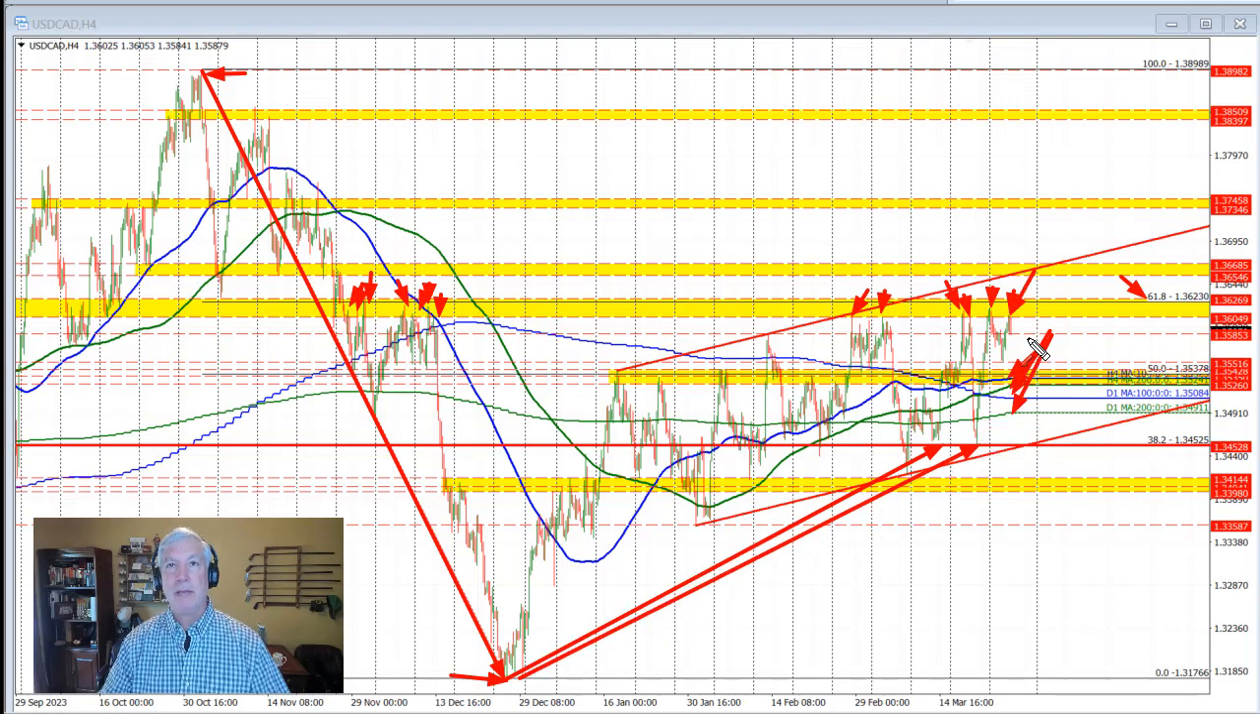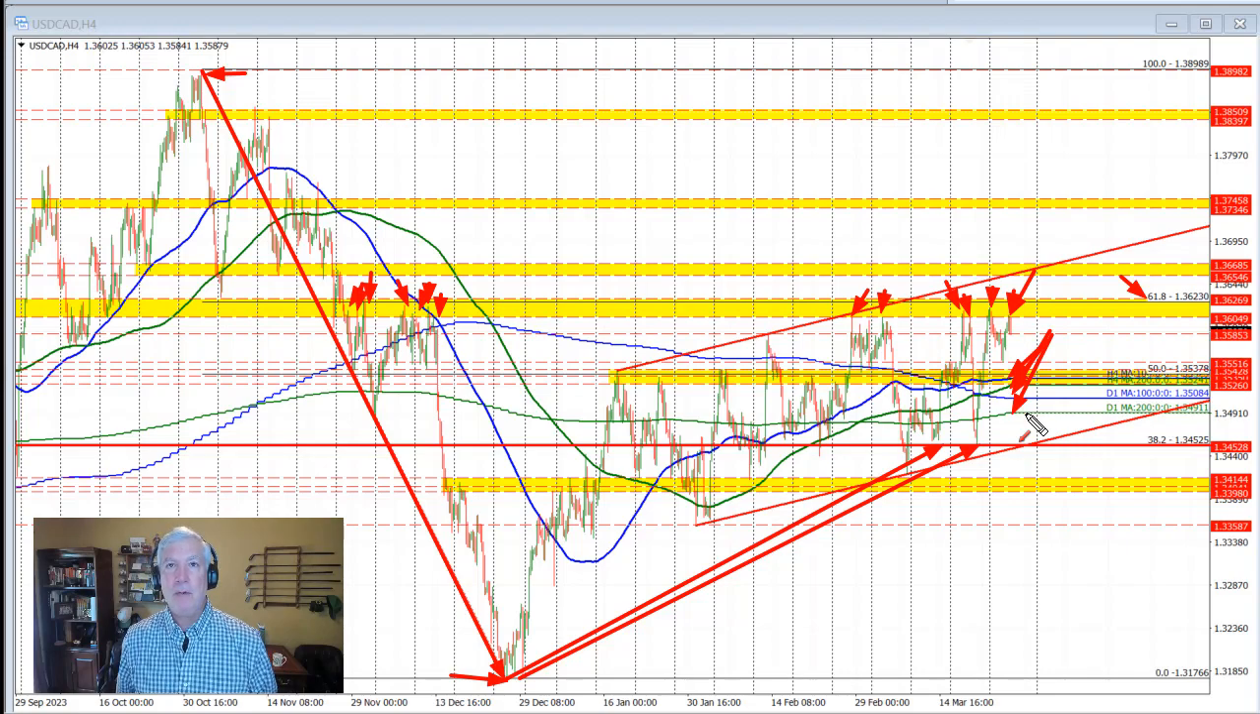So on the downside, we're going to need to get below the 50%, starting with 50%, and then the 100 bar moving average in the 4-hour chart, 200 bar moving average in the 4-hour chart, 100-day moving average, 200-day moving average in order to increase the bearish bias to the downside.